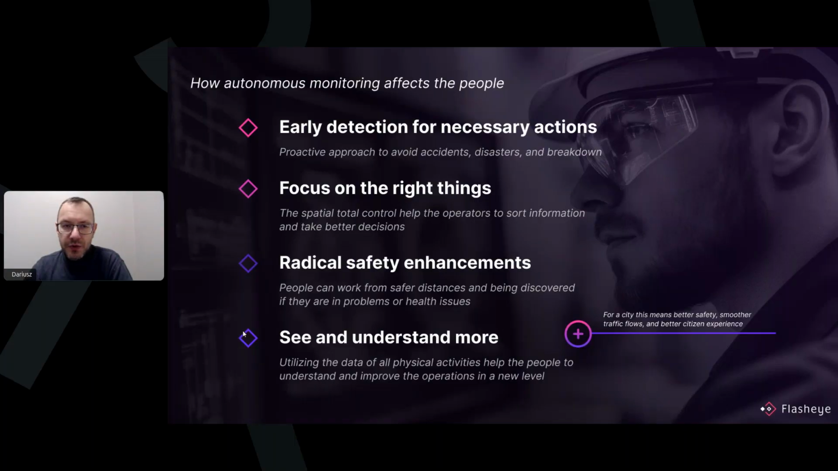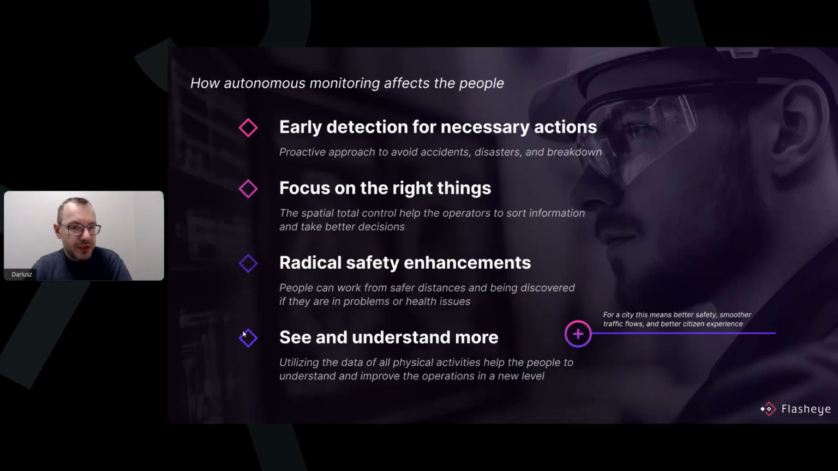How autonomous monitoring affects the people. This is something which we believe is the most important, to show that it is not eliminating the people from the loop. It is just giving them the most important information which they have to focus on right now. And they don't have to focus on all the other typical and usual cases which are happening all the time.